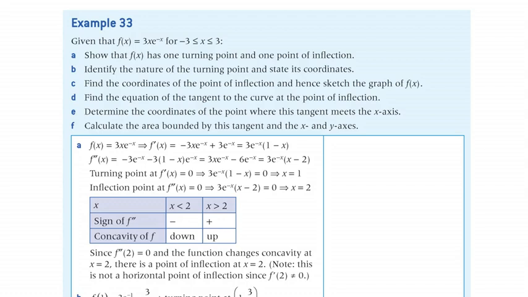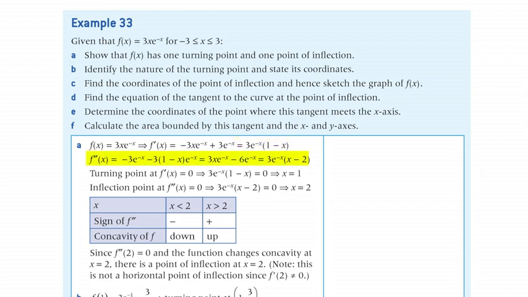A. You start by finding the first and second derivatives of f of x. The product rule and chain rule are used. F of x equals 3x multiplied by e to the negative x implies f prime of x equals negative 3x multiplied by e to the negative x plus 3e to the negative x, which simplifies to 3e to the negative x multiplied by 1 minus x.